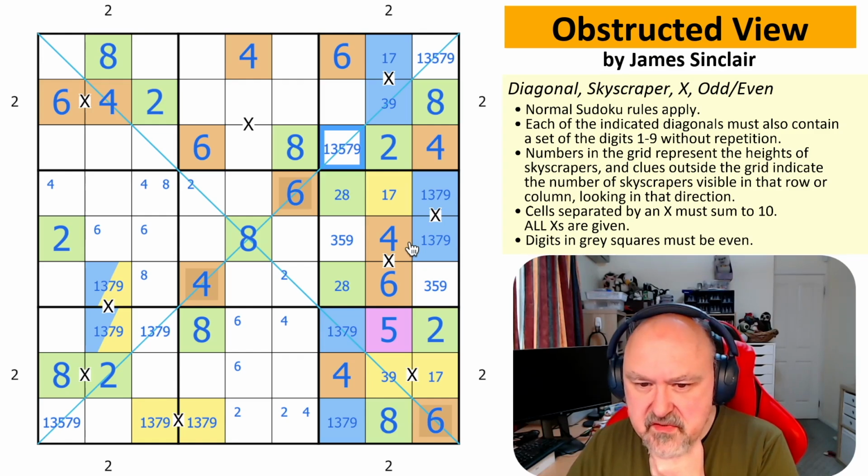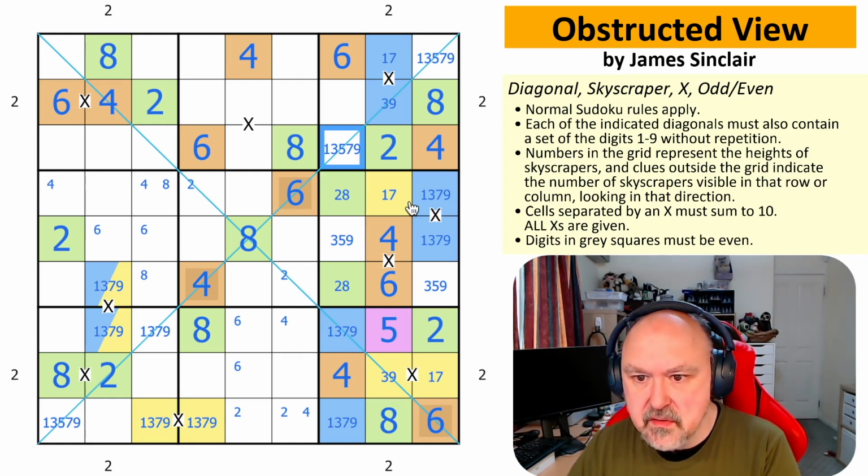This still could be 5. Skyscraper clues. I've completely forgotten skyscraper clues. No, I haven't narrowed these down.